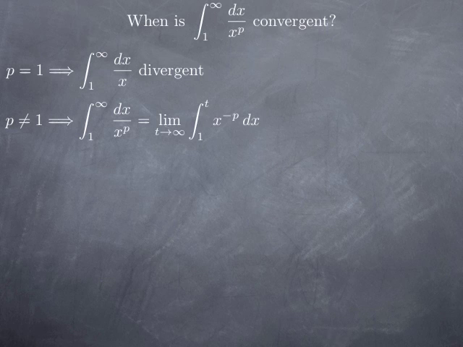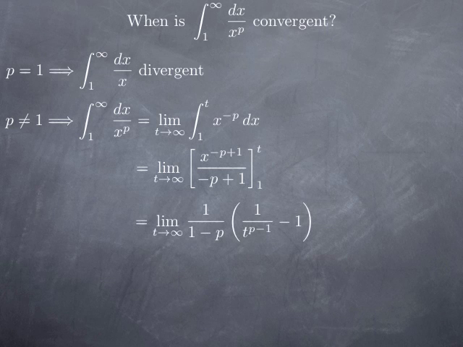We can use the fundamental theorem of calculus, and an antiderivative of x to the negative p is x to the negative p plus 1 over negative p plus 1. We evaluate that from 1 to t, and we obtain 1 over 1 minus p multiplied by t to the negative p plus 1, which we can write as 1 over t to the p minus 1, minus the value at 1, which would be 1.